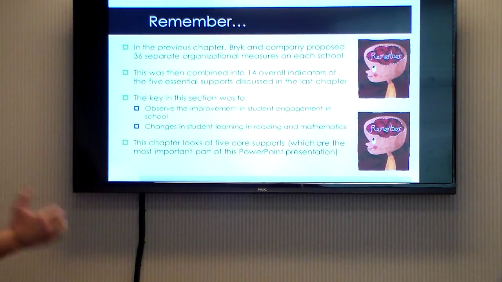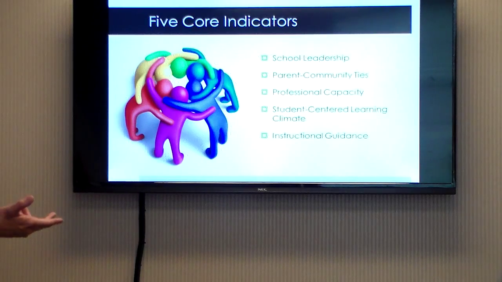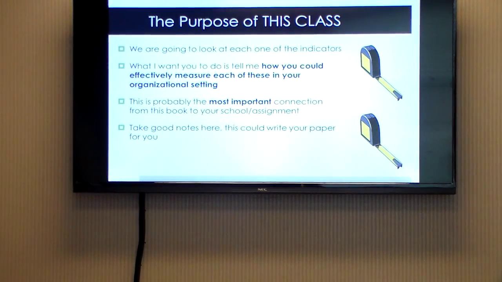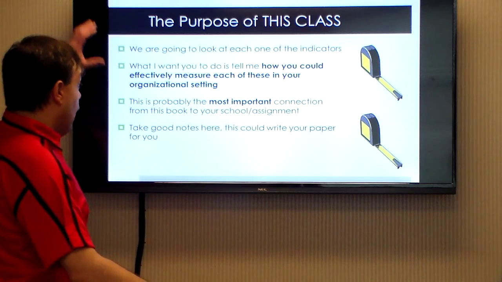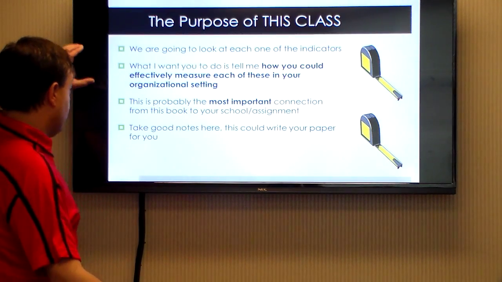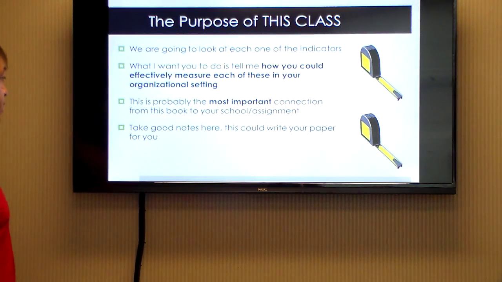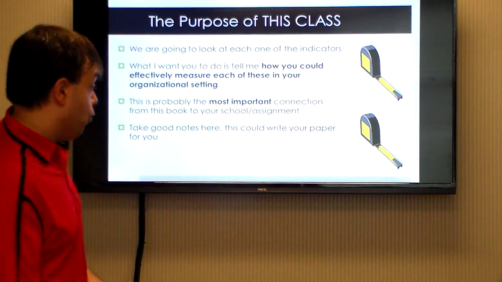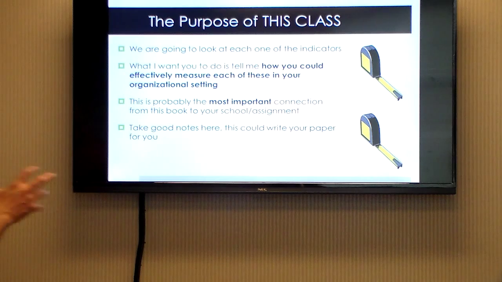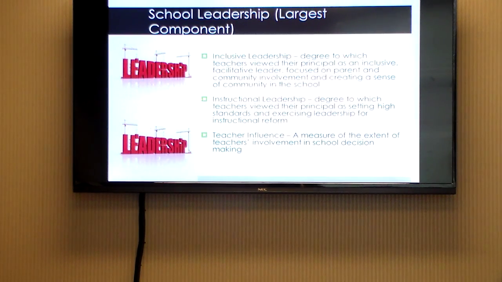So we're going to look at the 5 core supports, which is something that might benefit you as well. These are school leadership, parent-community ties, professional capacity, student-centered learning climate, and instructional guidance. What you want to do here, if you're going to use this book for your case study or final paper, is take a look at each of the 5 indicators. You're going to tell me how they can measure the settings in your organization. I think this is the most important chapter and the most important connection to your school and the location that you're going to be talking about.